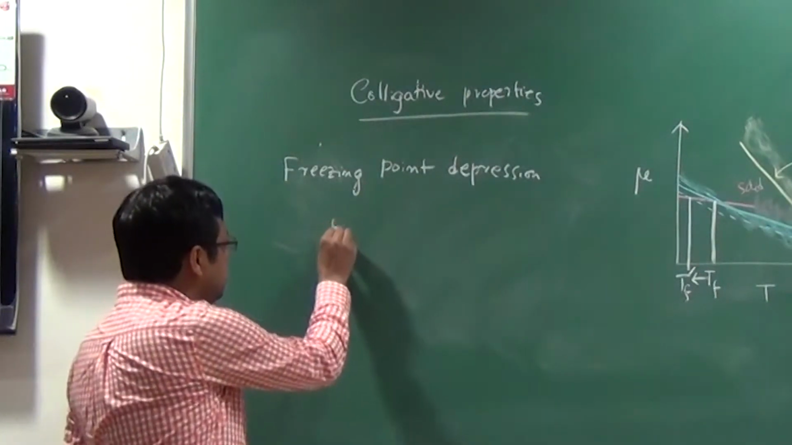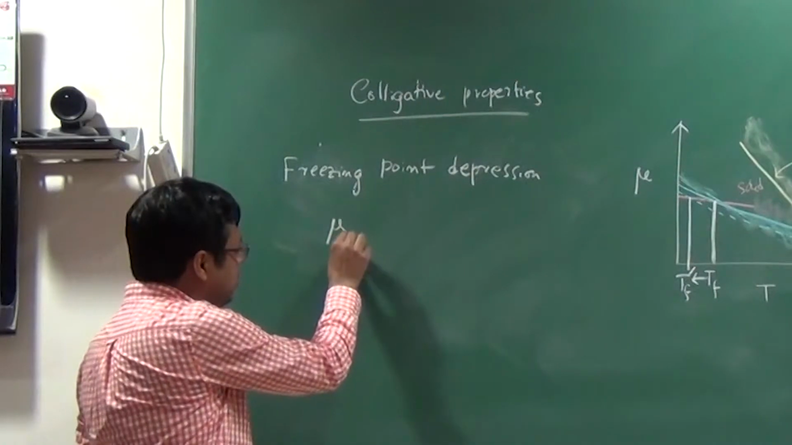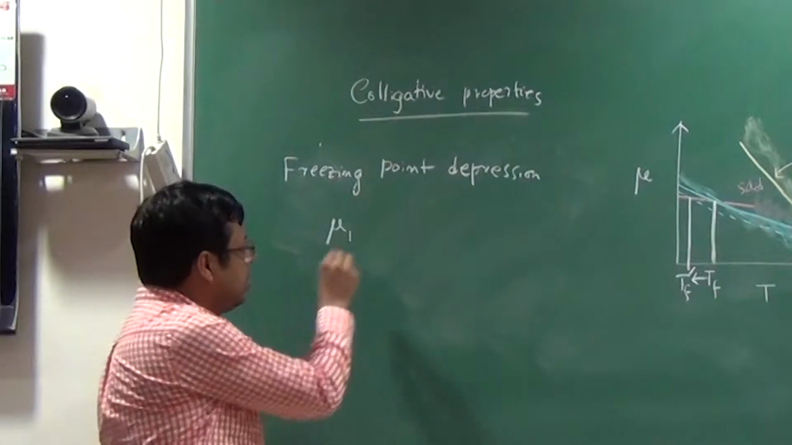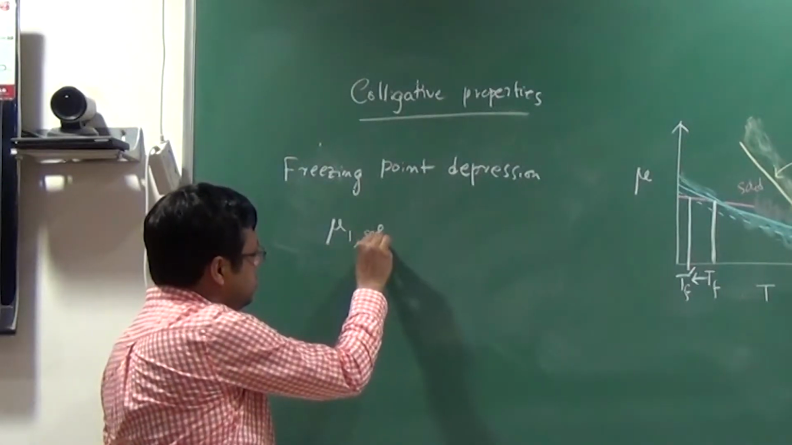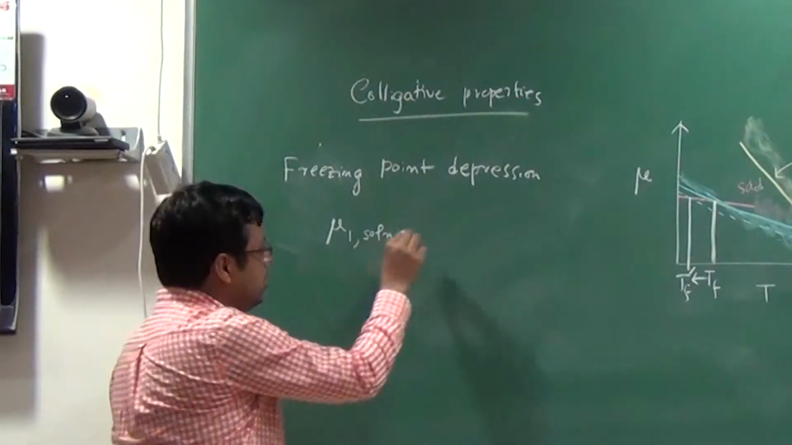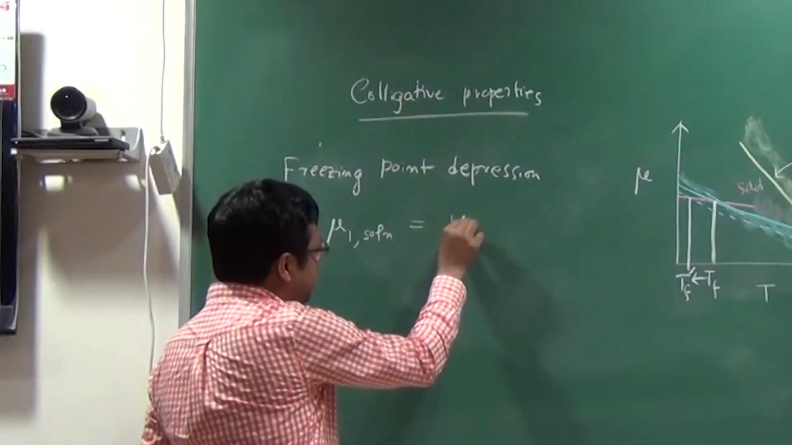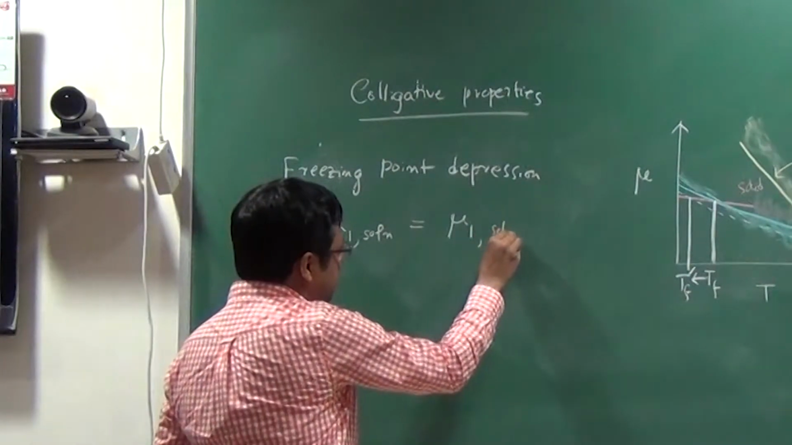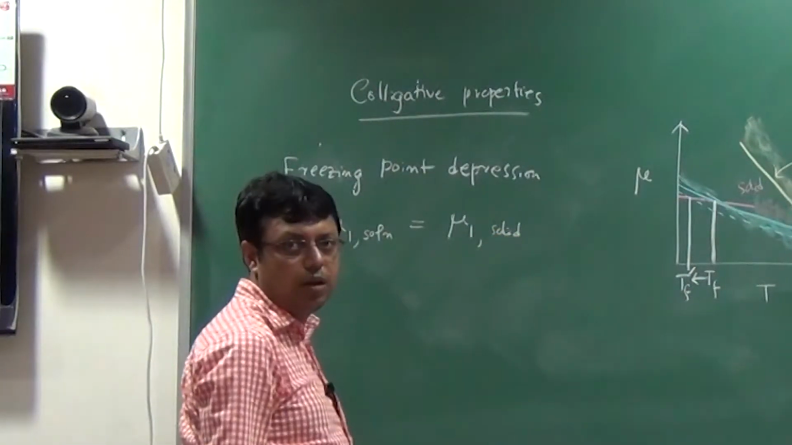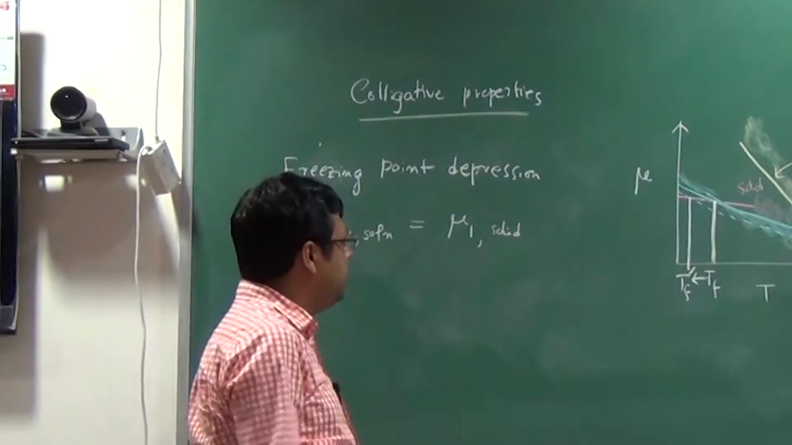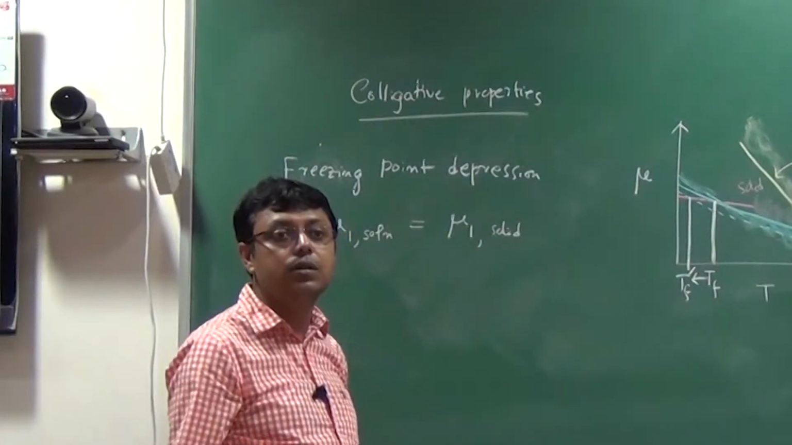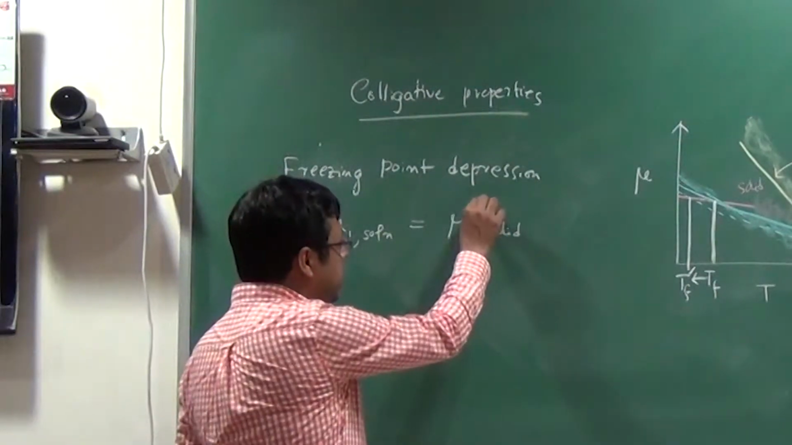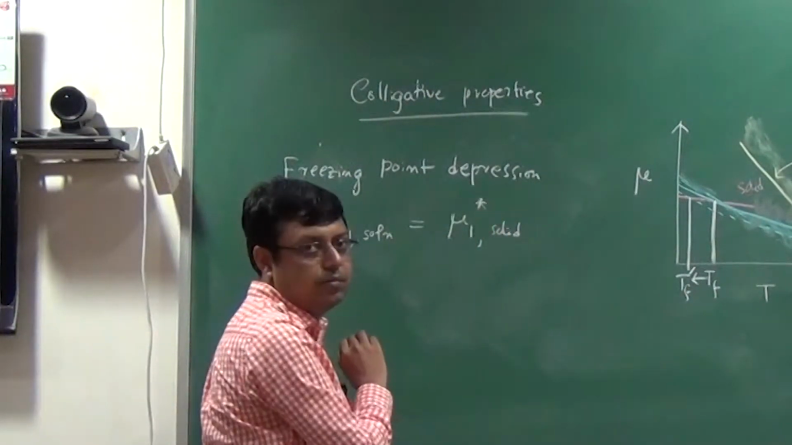So the chemical potential of the solvent, I'm just using the notation I was using, one notation for the solvent, in the solution should be equal to the chemical potential in the solid. Okay, clear? Now, when I say solid, solid is always in pure form. That is the assumption. So I can write this as mu star.